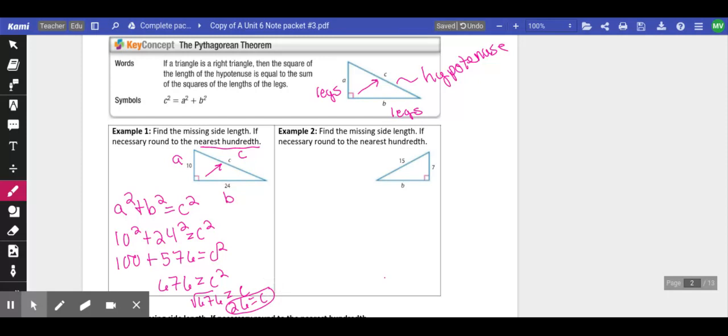So example 2, find the missing length of a side. So again, I start off by labeling. Find my right angle. Across from the right angle is C. The other two legs are A and B. A squared plus B squared equals C squared. I substitute, so that's 7 squared plus B squared equals 15 squared. I square all my numbers, so that's 49 plus B squared equals 225. I need to isolate the B squared before I can take square root. So to isolate the B squared, I subtract 49 from both sides.